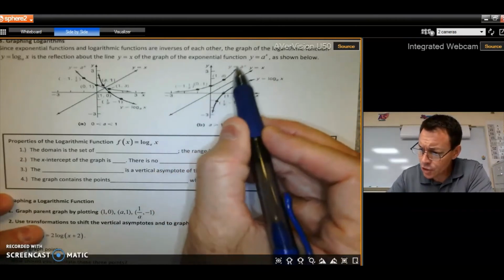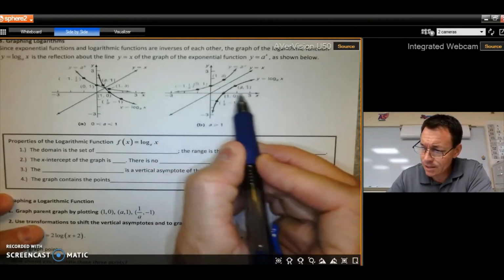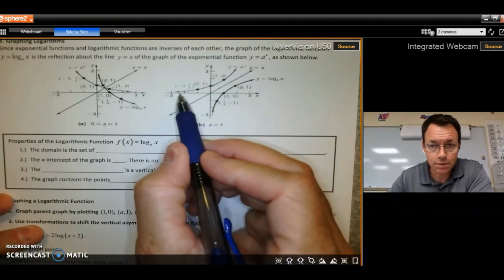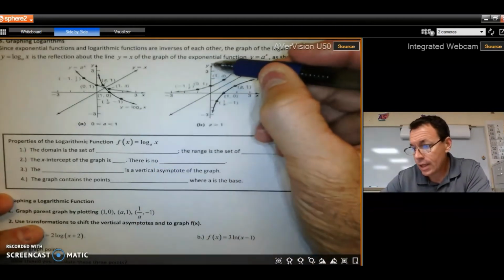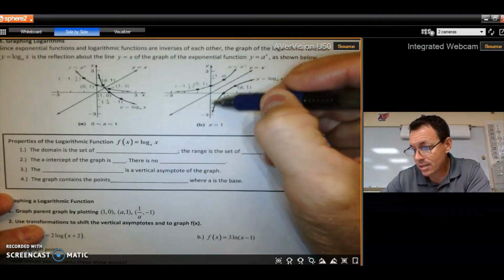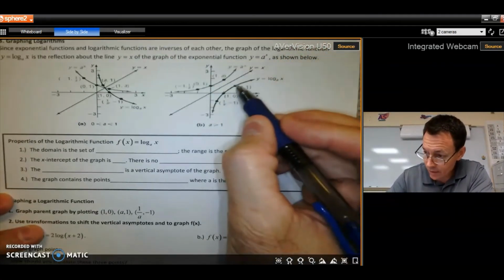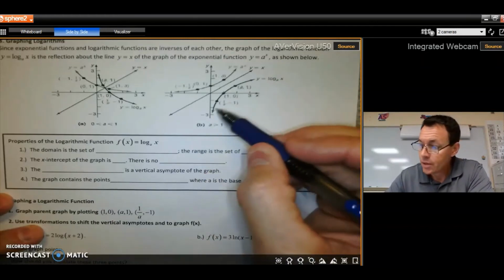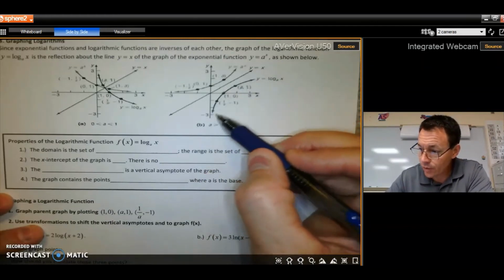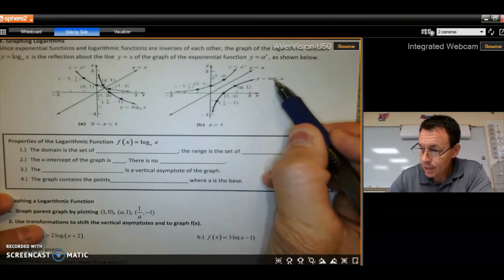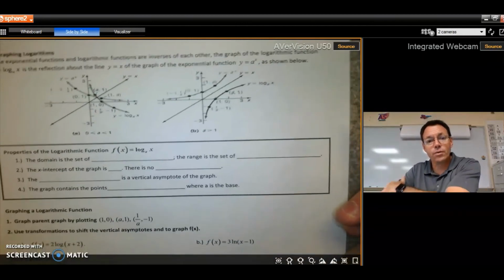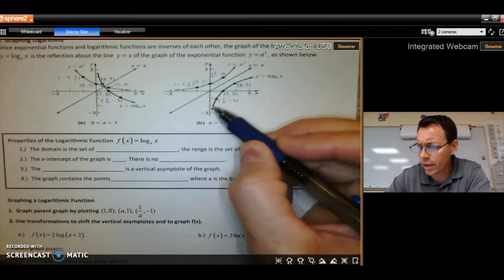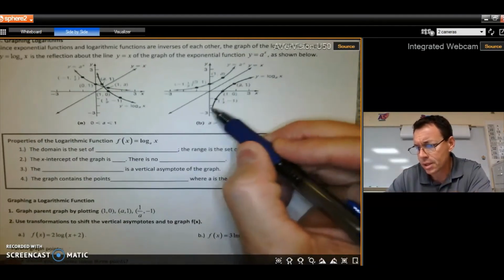Remember, for an exponential, the x-axis was a horizontal asymptote. So for a logarithm, the y-axis will be a vertical asymptote. So this graph is going to curve down, down, down, down towards infinity. This is the logarithm when you have a base that's like a whole number, not a fraction, a number greater than 1. This is what you're normally going to see with logarithms.